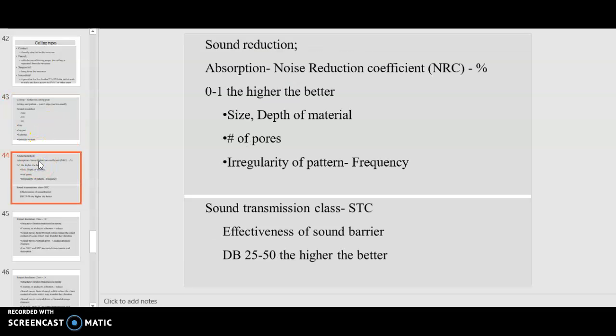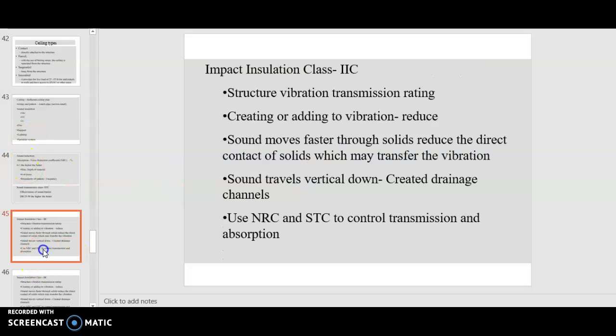Just as a reminder, NRC, noise reduction coefficient. There are three visual ways we can quickly measure how effective it is: thickness, depth of the material, number of pores, irregularity of the patterns. Sound transmission, STC, is the effectiveness of the sound as a barrier. And for both of them, the higher it is, the better it is. IIC, the higher it is, the better it is. It's the effectiveness of the material overall.